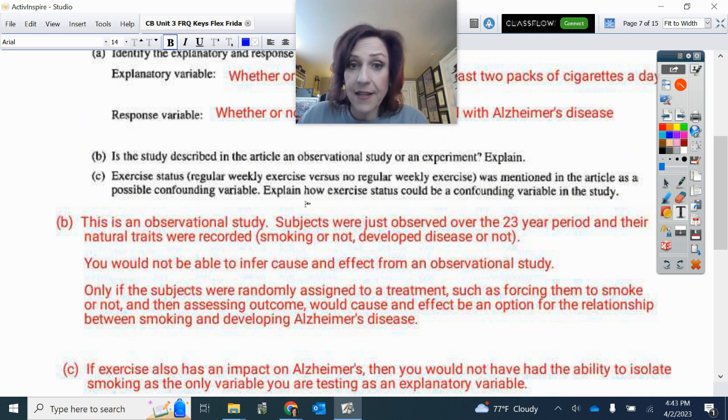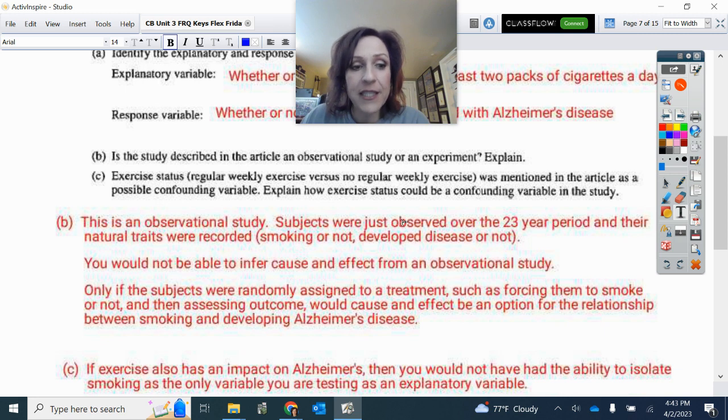And I write these things down and then I go grade them. And then I went back and I thought, oh, good. So I said subjects were just observed over the 23-year period and their natural traits were recorded, smoking or not, developing the disease or not. And that's not even all full credit yet.